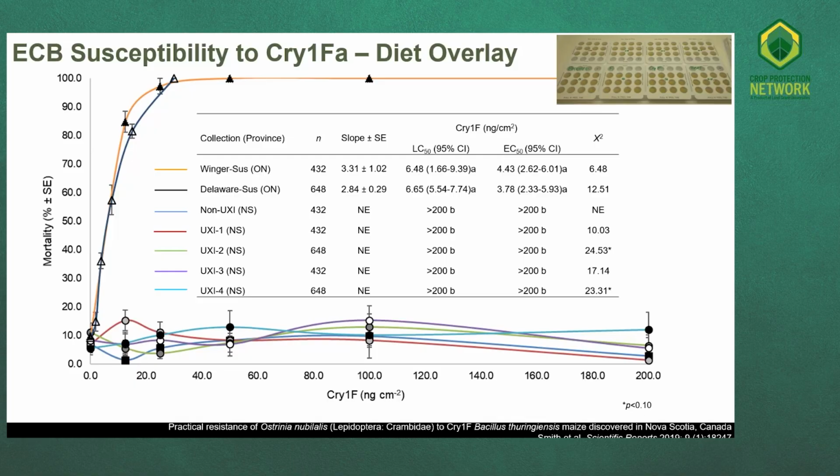Nanograms per centimeter squared of Cry1F protein, but all of these populations from Nova Scotia, we couldn't kill them with 200 nanograms of the protein. So we consider these to have a resistance ratio, meaning they're at least 30 times more resistant to the Cry1F protein than the susceptible strains. And in previous experience with BT toxins and other pests, we would say anything with a resistance ratio over 10 is highly resistant. So this was the first time that anyone discovered field populations of European corn borer with BT resistance.